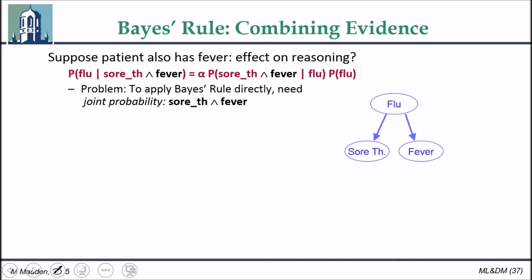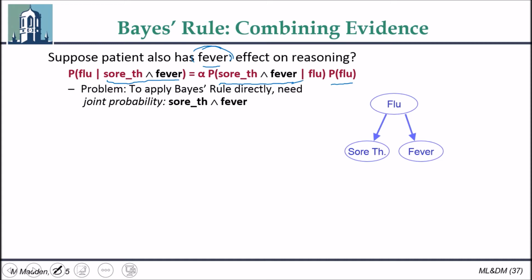But let's also take their temperature and see, do they have a fever? What is the effect of that on our reasoning? So in this case, what we're asking is, what is the probability of flu given that somebody has a sore throat and has a fever? And again, using Bayes' rule, that's proportional to the probability of sore throat and fever given that you've got flu, so inverting the probability, multiplied by the probability of flu.